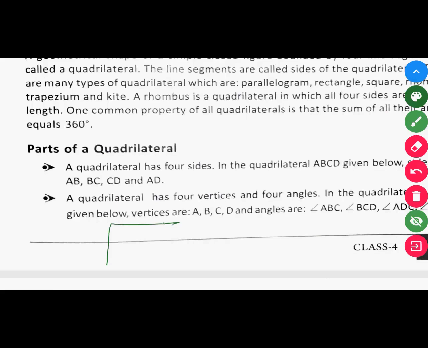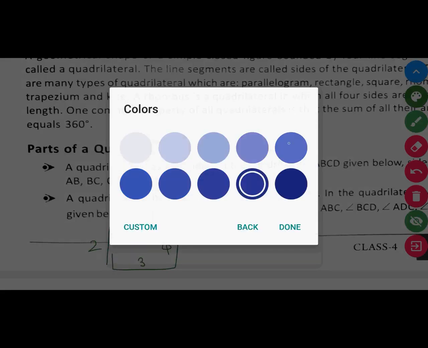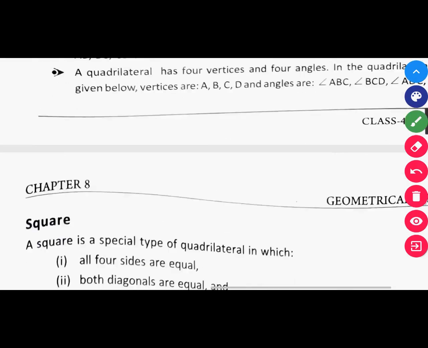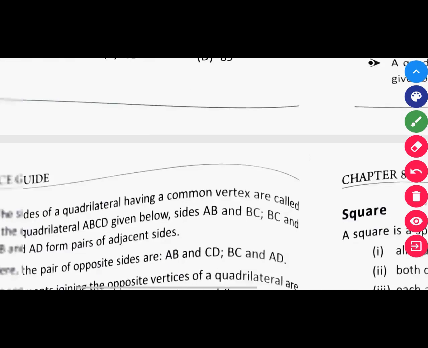This is a quadrilateral. It has 4 sides, 1, 2, 3 and 4. It has 4 angles. We will color it with different colors. It has 4 angles and it has 4 vertices. Okay, so anything that has 4 angles, 4 vertices, 4 sides is known as quadrilateral. These are the parts of the quadrilateral.